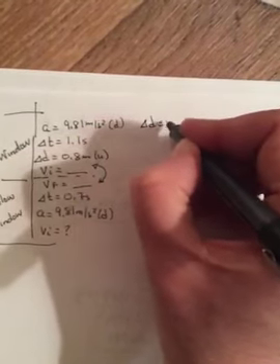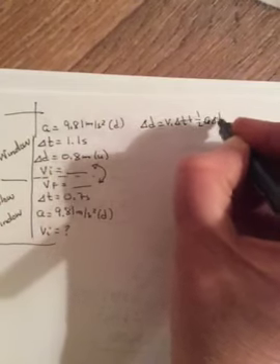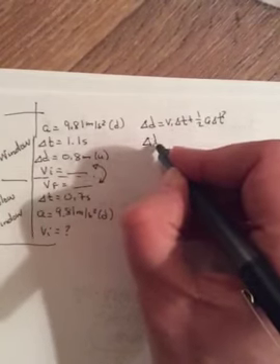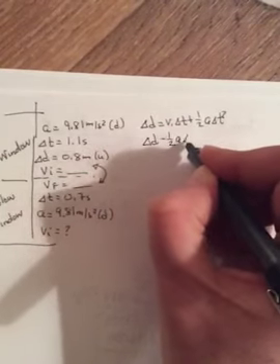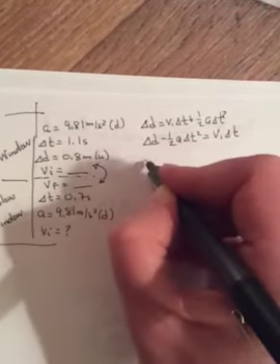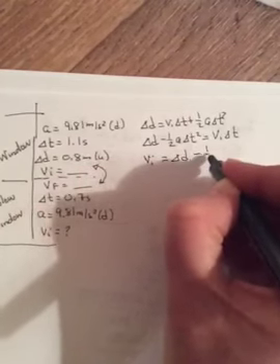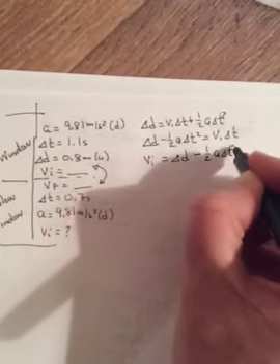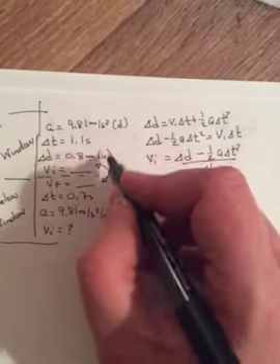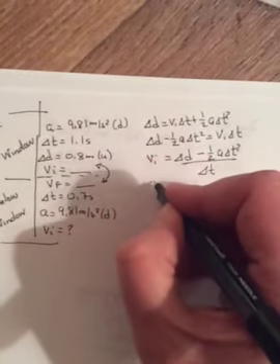So delta D is equal to VI delta T plus 1/2 A delta T squared. And again, you're going to rearrange for VI, so delta D minus 1/2 A delta T squared equals VI delta T, and then divide both sides by the delta T. So delta D minus 1/2 A delta T squared over delta T. This time we have an up and a down, because the ball's going up.